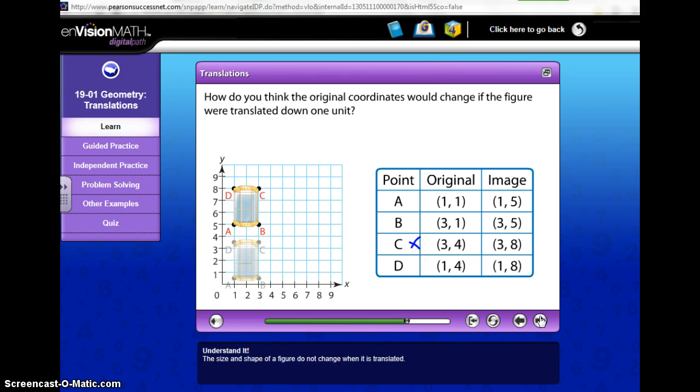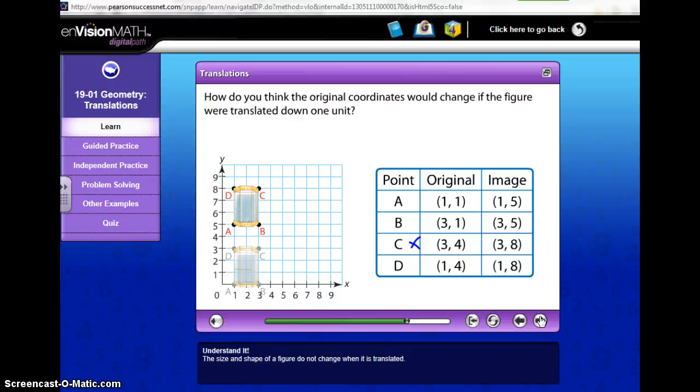How do you think the original coordinates would change if your figure were translated down 1 unit? If it went down, would your x coordinates change? Yes or no? No. Would your y coordinates change? Yeah. What's the only time your y coordinates are going to change?